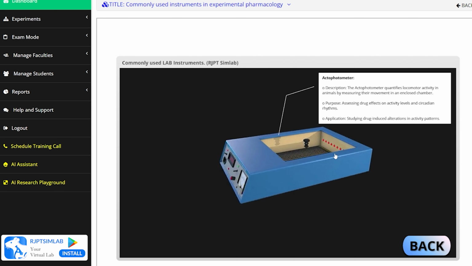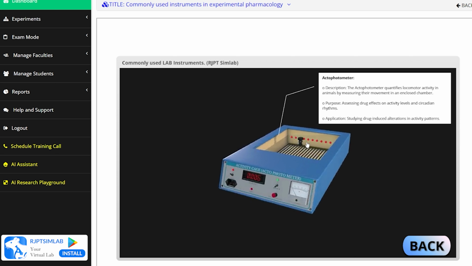Here we can see the enclosed chamber, which is covered with a lid. Here we place our experimental animal. The purpose is assessing drugs' effect on activity levels and circadian rhythms. The statement says that with this instrument, we assess the drug's effects on the activity levels, which means it will affect the activity of the animal, and it will also assess the circadian rhythms. And the application of this instrument is studying drug induced alterations in activity patterns.